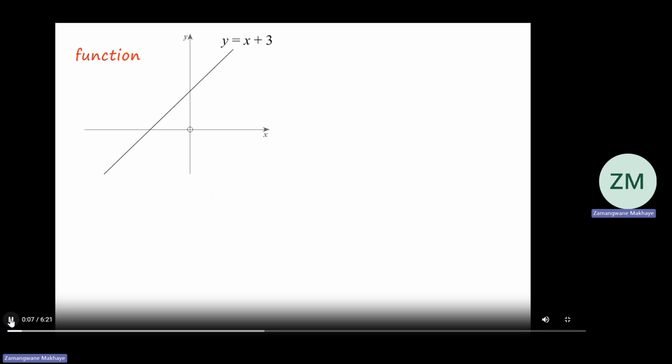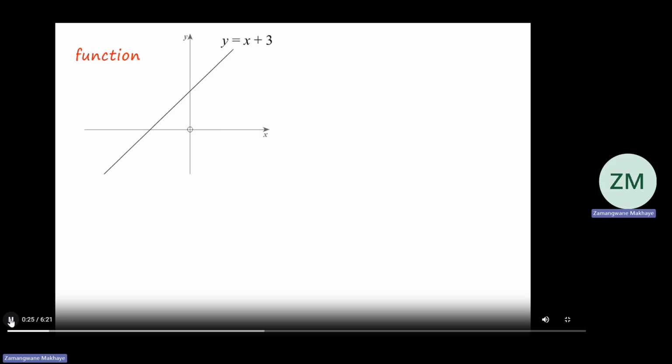Here is the graph of the function y equals x plus 3. And the reason it is a function is because if you choose any x value, it will only ever be linked to one y value. Here the x value 2 is linked only to the y value 5.